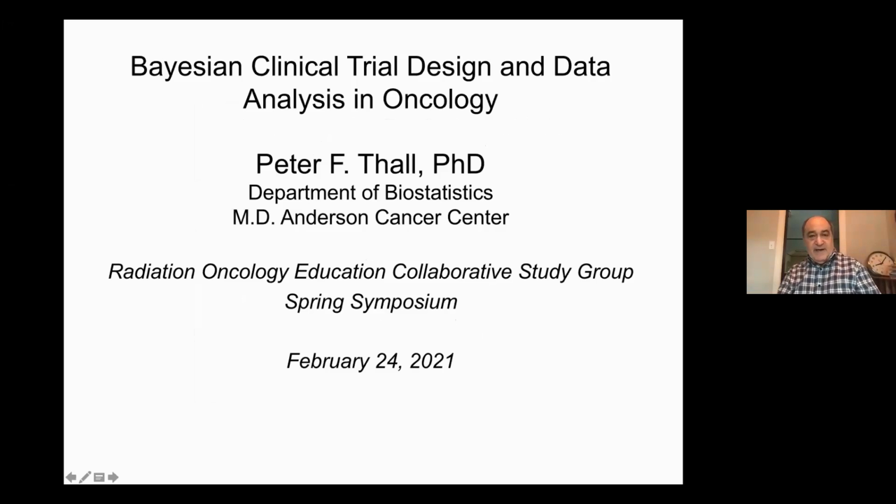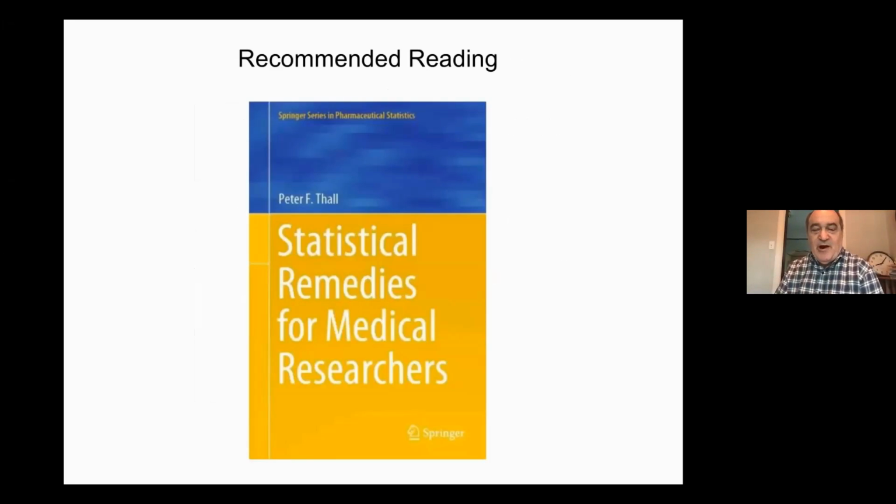So here's the title, Bayesian Clinical Trial Design and Data Analysis in Oncology, rather general. It's hard to know how to organize a talk like this. Everybody really should buy a copy because I desperately need the money. But seriously, I wrote this for readers who are not statisticians, readers who actually are physicians that use statistics or work with people that use statistics. So I think it's a useful book.